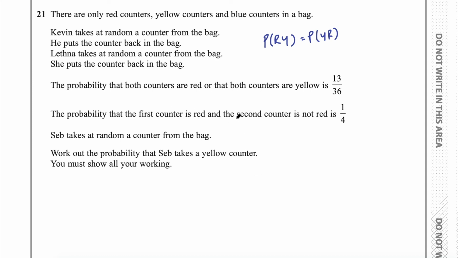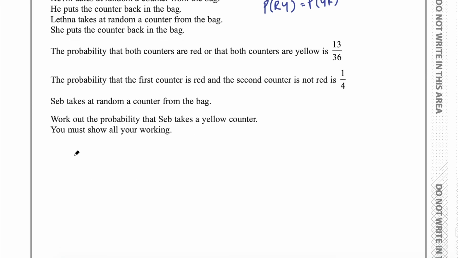So let's write down this information a bit more concisely. We've got the probability of a red and then a red, or a yellow and then a yellow, equal to 13 on 36. And then we have the probability of a red and then a blue, or a red then a yellow, equal to 1/4. So it says the second counter is not red. So when it has that or, it means those 2 probabilities added together. So we could have had a red and a red, or a yellow and yellow. Those 2 probabilities added together equals 13 on 36. Same for a quarter.